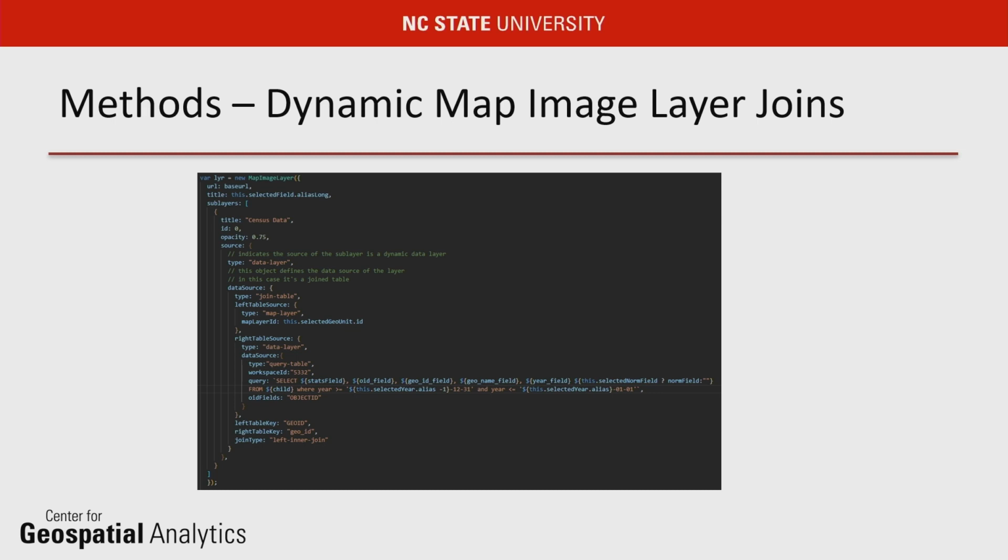So here's a little sample. So here's our map image layer, a little JavaScript in case you're interested. But you see our data source is a join table. So the left table source, that's the feature class. The right table source is where we enable the user to specify which table, which field they want to visualize. And so you see, that's the only SQL we wrote, in that statement right there.